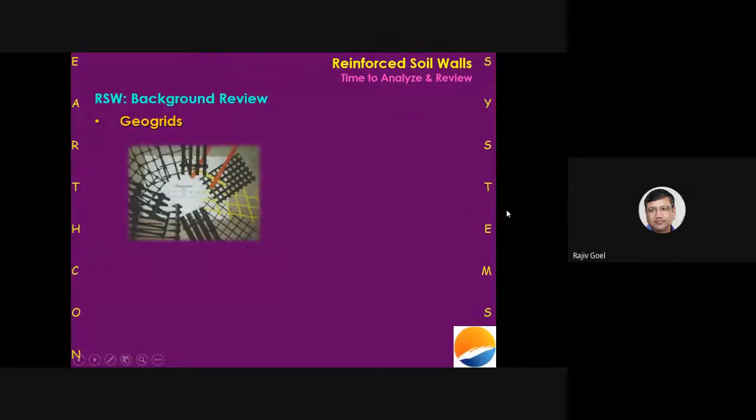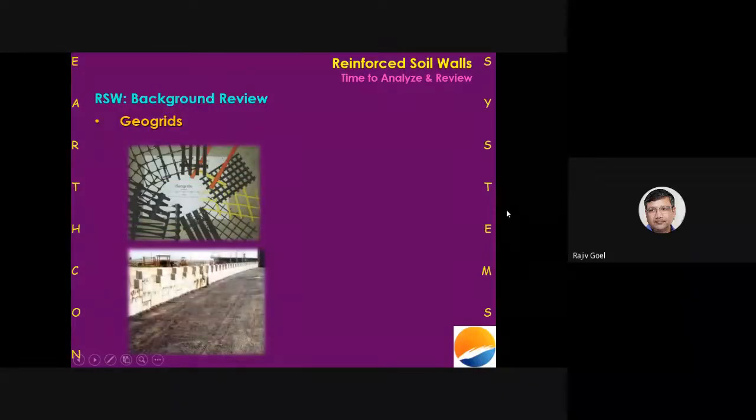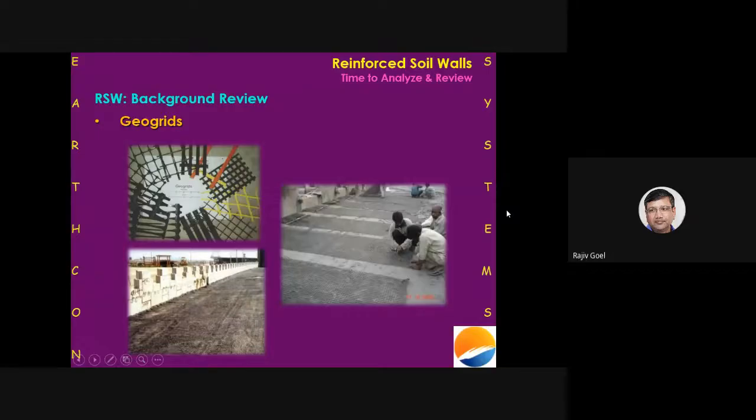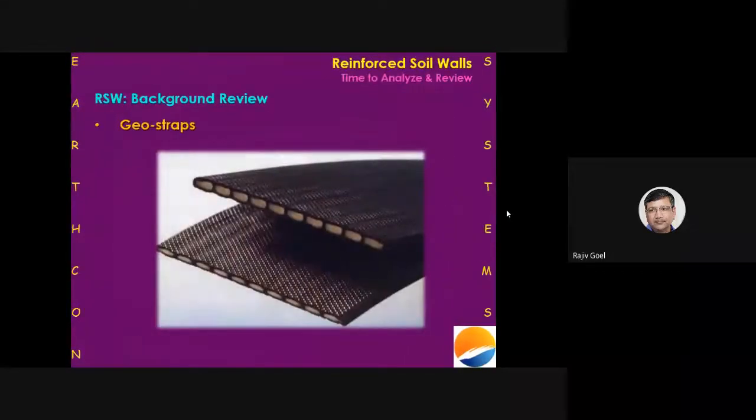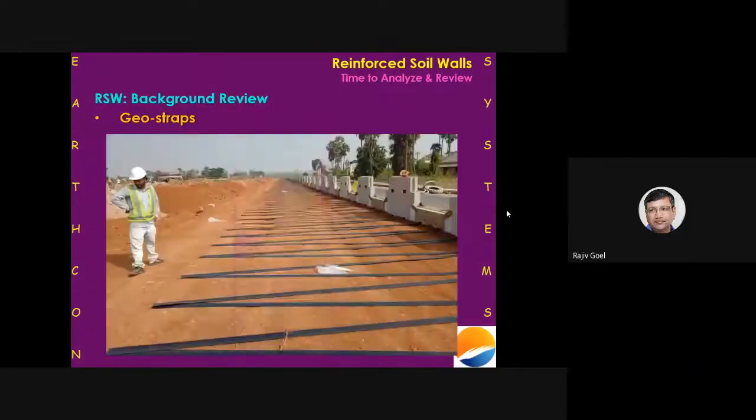Geogrids, I think, are the most widely used reinforcing elements these days. I don't need to tell you more on this. Geostraps is another very widely used variety of reinforcing elements. We call it geostraps or paraweb or geoties or polyties, whatever name. There are many names by which we know it.